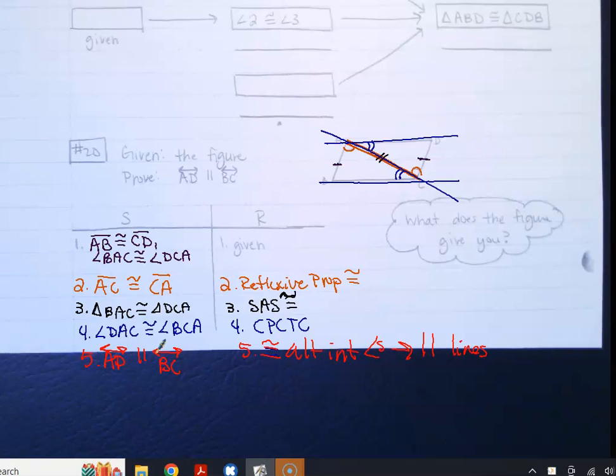Okay, so unfortunately that's the bell. Hopefully, again, it's helpful to walk through more proofs than not.